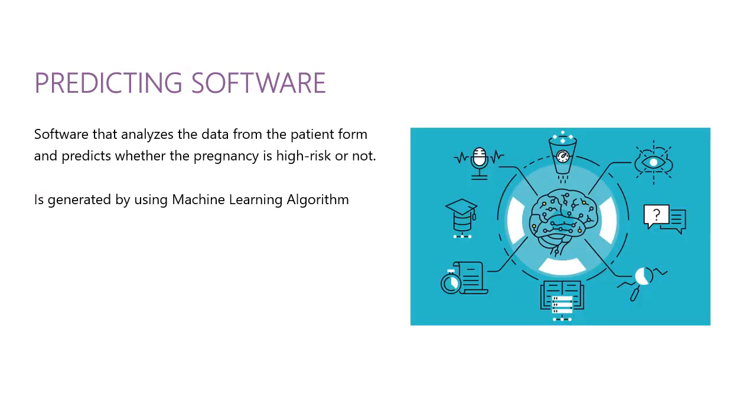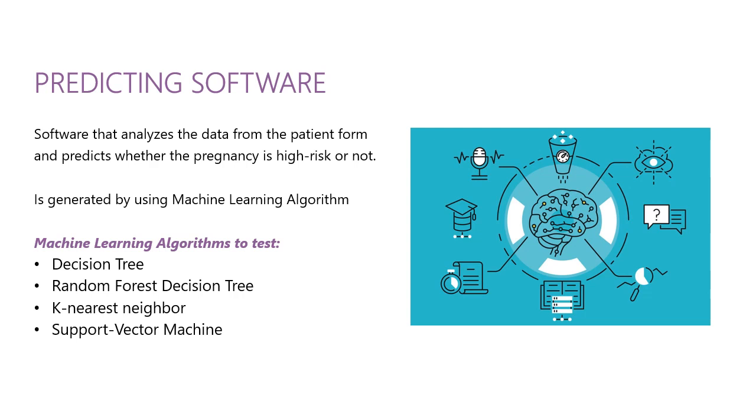So this software, the predicting software, analyzes the data from the patient form and predicts whether the pregnancy is high risk or not. We generated it by using machine learning algorithms. The machine learning algorithms we tested include decision tree, random forest, k-nearest neighbor, and support vector machines. These were based on algorithms used in previous studies and our own assessment of whether they are applicable for the use case in our study.